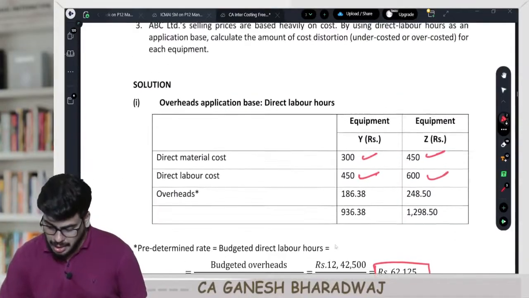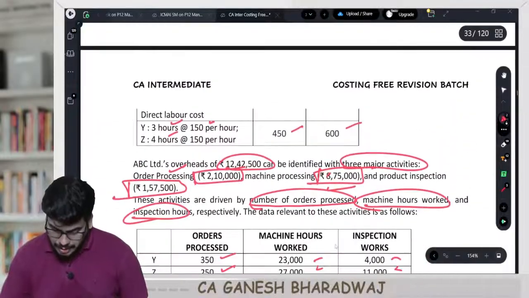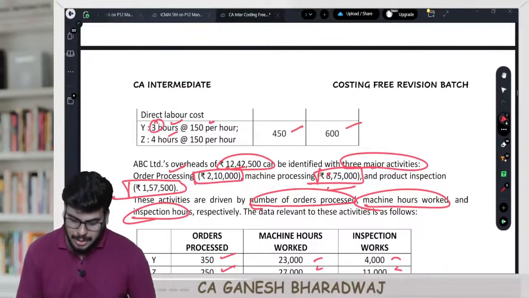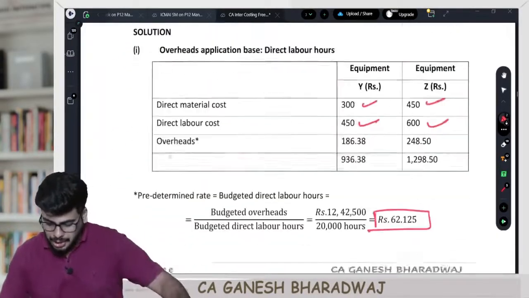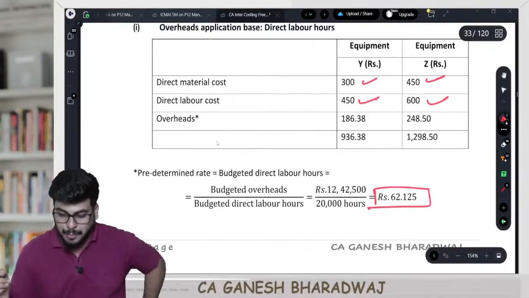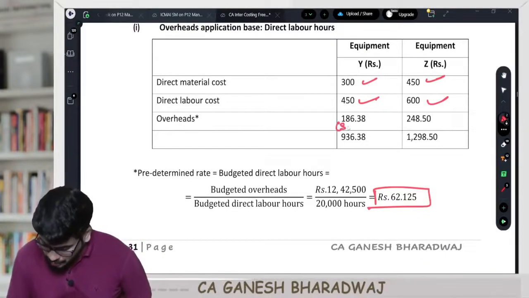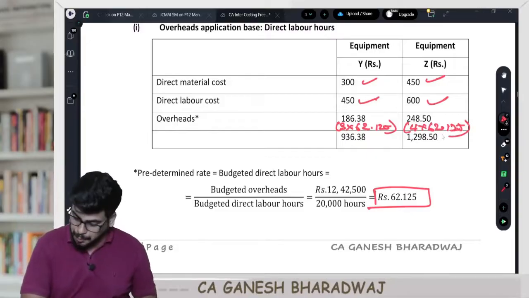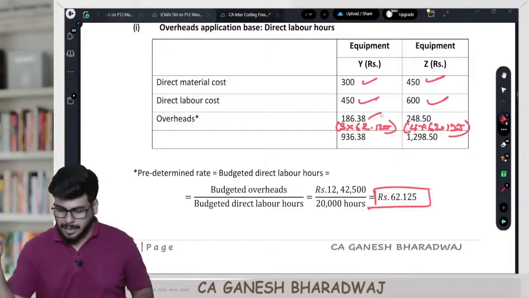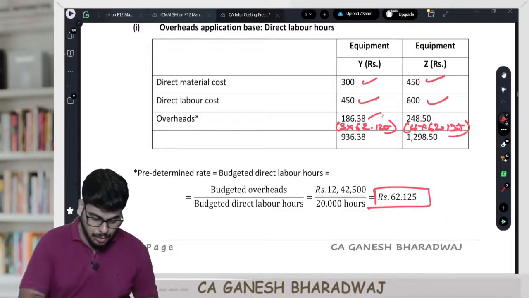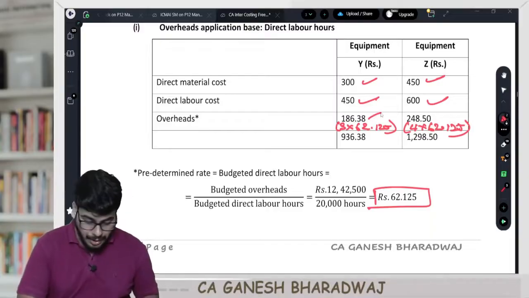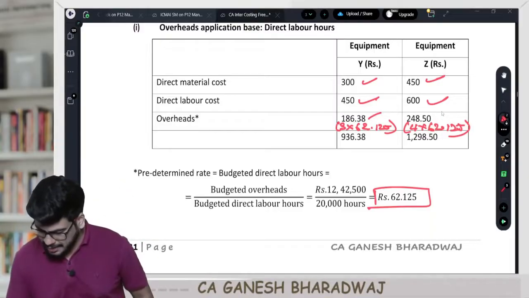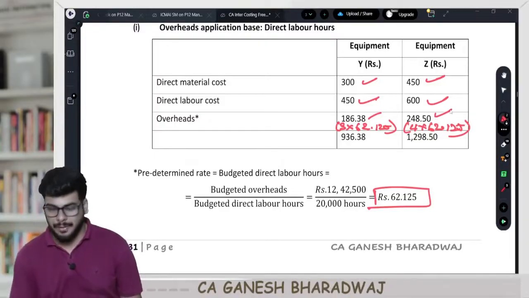Correct, guys? Now, we know that equipment Y took 3 hours and equipment Z took 4 hours. So we just need to multiply it here. Equipment Y took 3 hours, so it's going to be 3 into 62.125, and equipment Z took 4 hours, 4 into 62.125. So product wise, what is the overhead cost? 3 into 62.125 gives you 186.38 rounded off. Similarly, 4 into 62.125 comes out to 248.5.